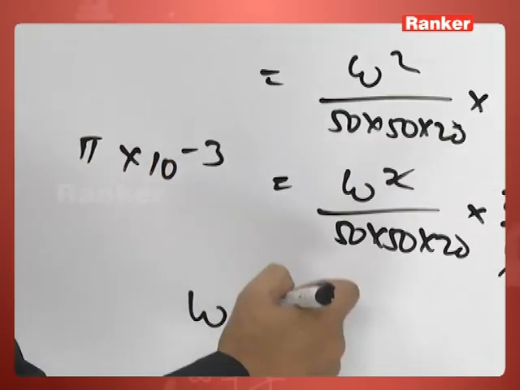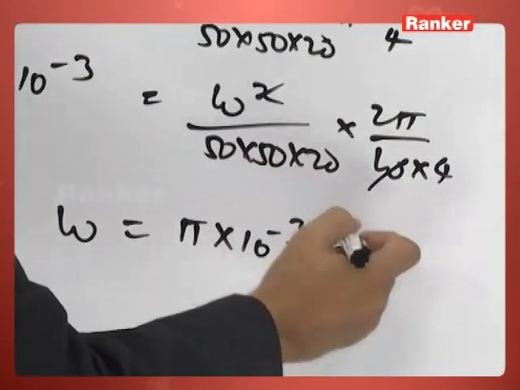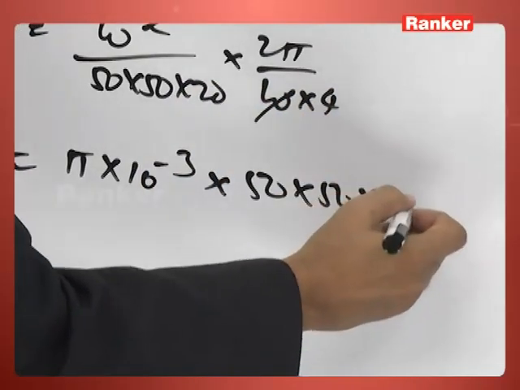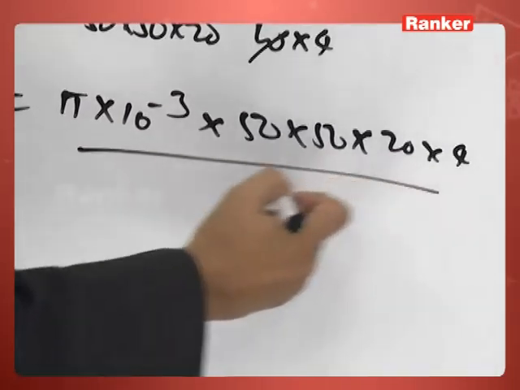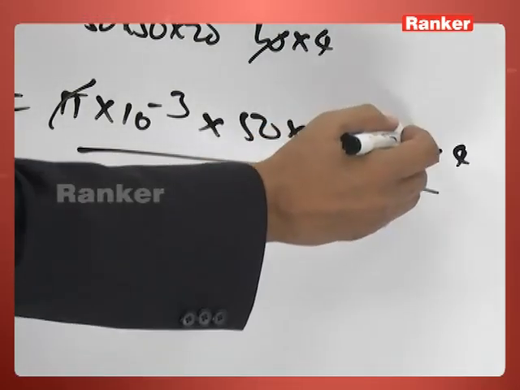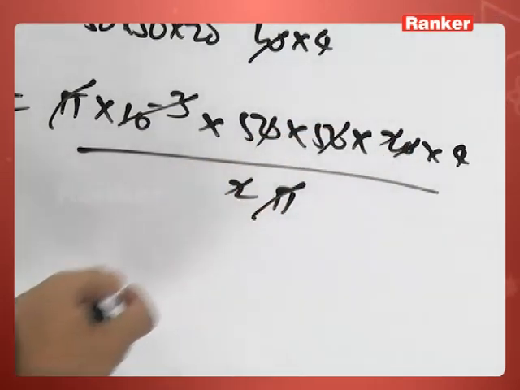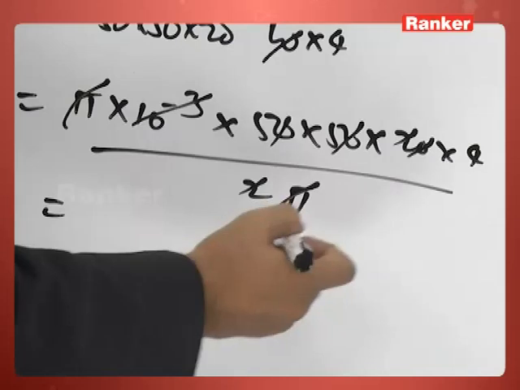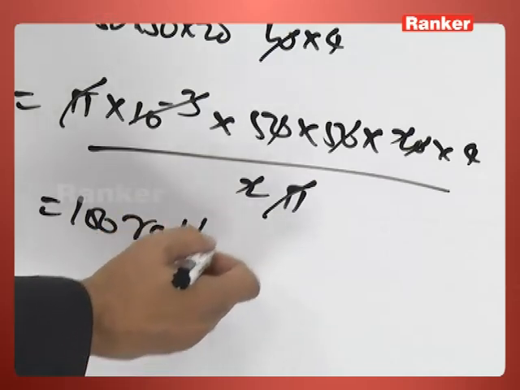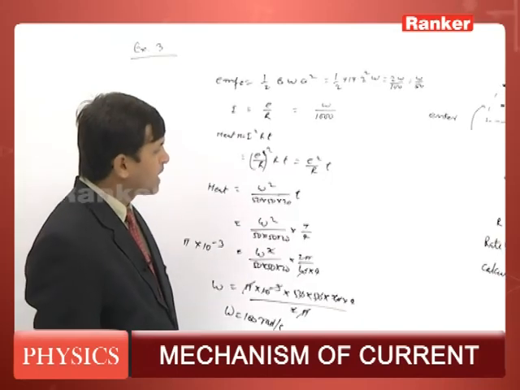So omega is equal to pi into 10 power minus 3 into 50 into 50 into 20 into 4 by 2 pi, and this pi and pi just cancel, and the 2 and 2 cancel, and here 25 into 4 is 100 radian per second. This is the value of omega. In this manner we can calculate the omega.